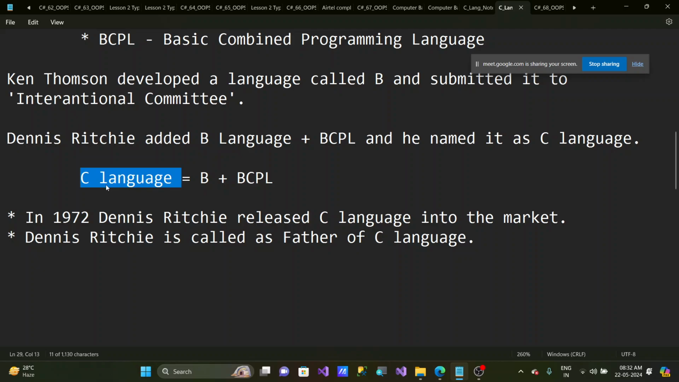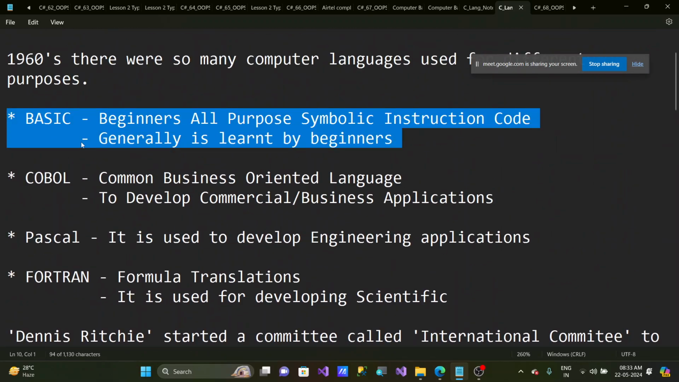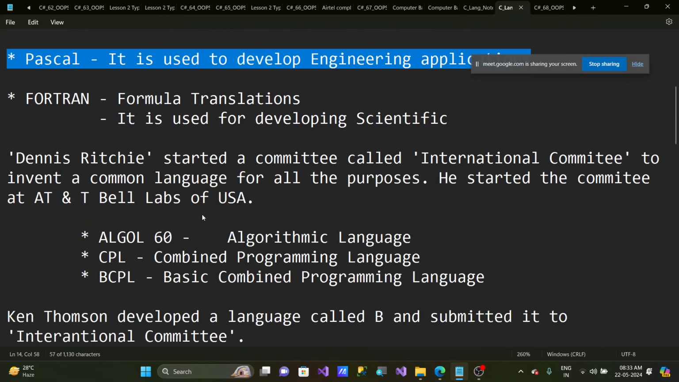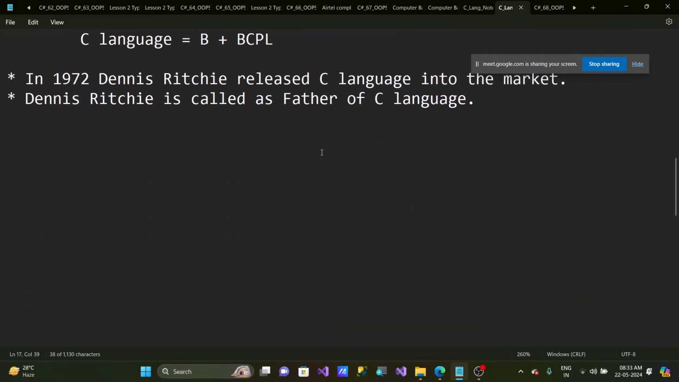People will say they named it C because after B the letter is C. But the meaning and purpose of C is that it's a complete language which is used for all purposes. With C language you can develop any type of application, and beginners can understand it easily. You need not go for COBOL to develop business applications. You can develop engineering applications, scientific applications, and games using C language.